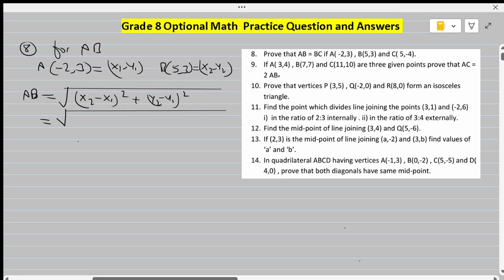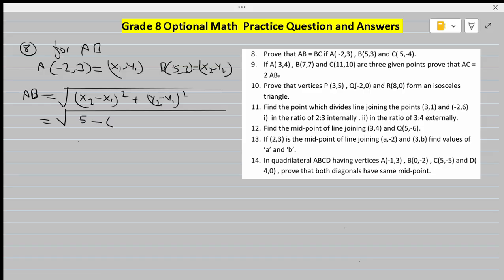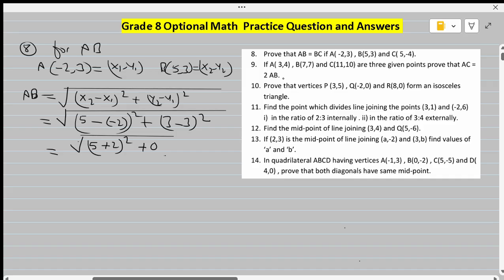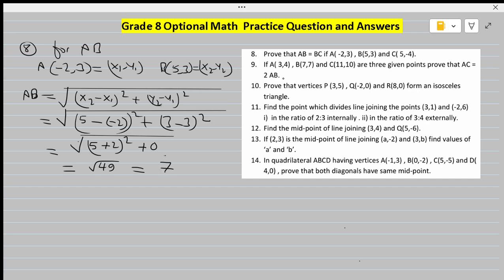So x2, the second x, we have 5, and the first x we have -1, so the difference is 5 minus -1, be very careful, here's a double minus, so plus 2... And then y2 we have 3, and y1 we have 3. So 5 plus 2 squared, 3 minus 3 is 0, 0 squared is 0. So 5 plus 2 is 7, 7 squared is 49, and the square root of 49 is 7. So we got AB equal to 7 units.